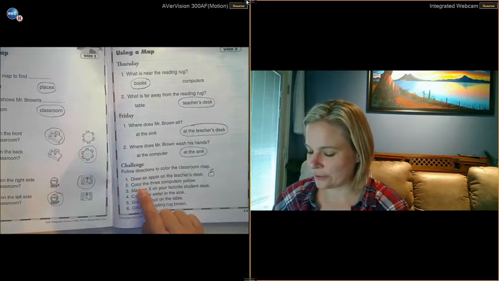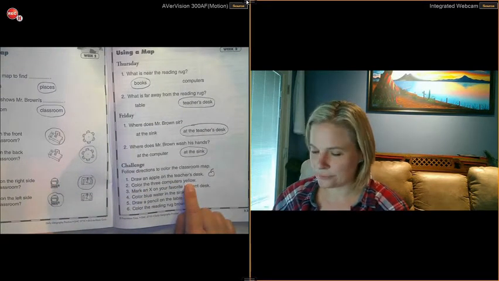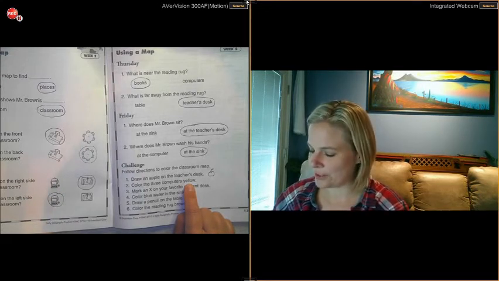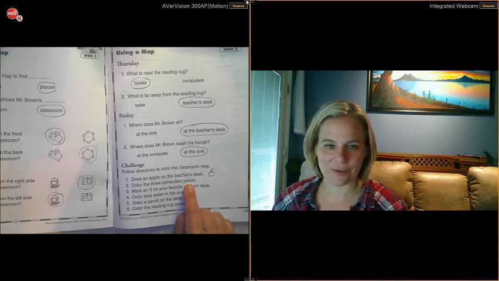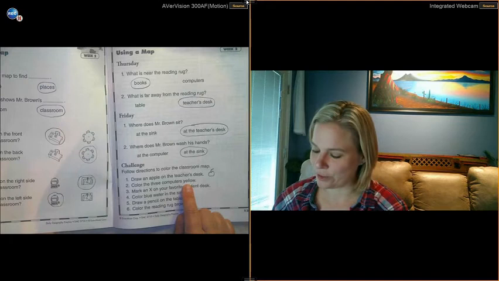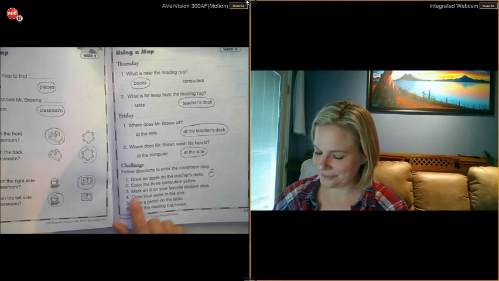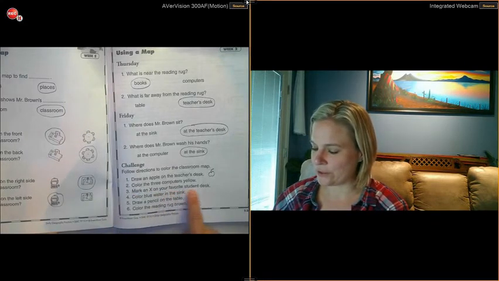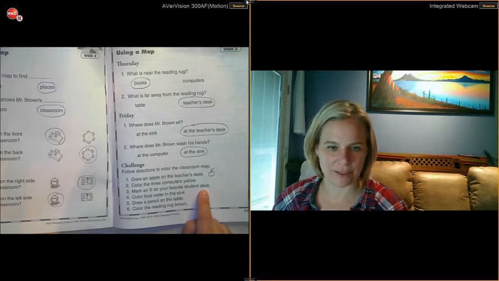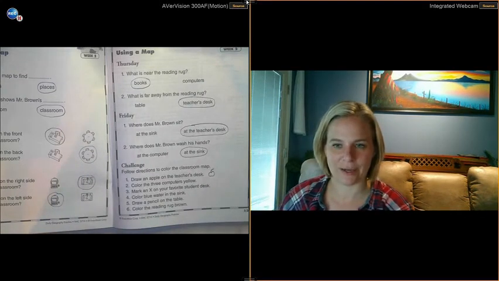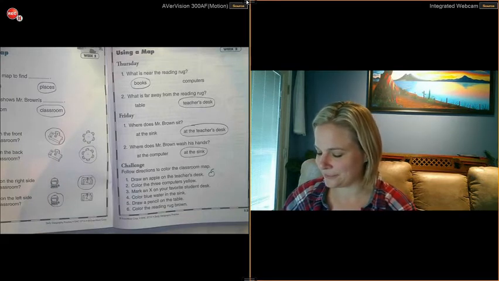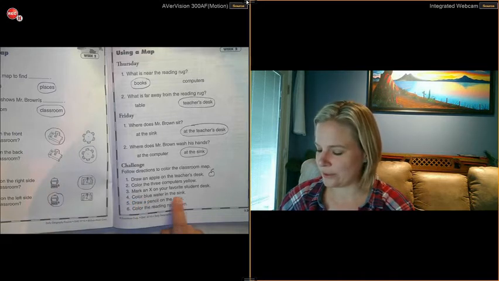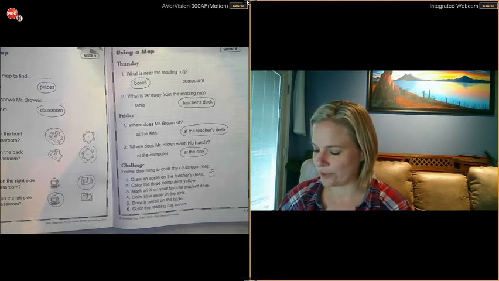Number 2 says color the 3 computers yellow. So find 3 computers, find your yellow, and color 3 computers yellow. If you need to pause the video while you finish doing that before I go on, you can pause my video. Number 3. Mark an X on your favorite student desk. So if you walked into Mr. Brown's classroom, which desk would you want to sit at? You can put an X on it. Number 4 says color blue water in the sink. Find your blue, put some water in there.